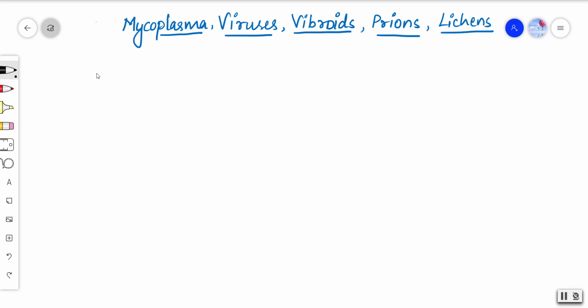So today we are going to discuss some small creatures, and these are Mycoplasma, viruses, viroids, prions and lichens.